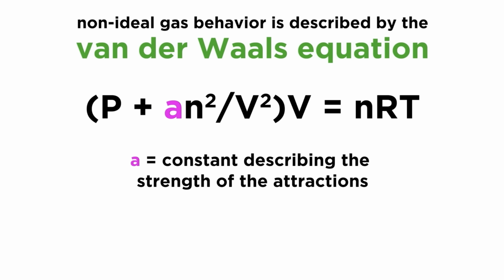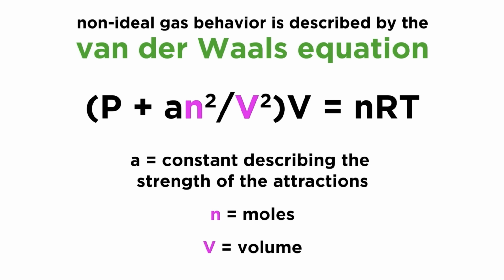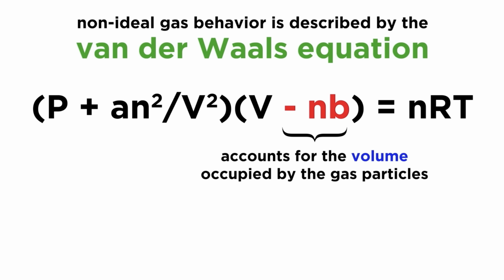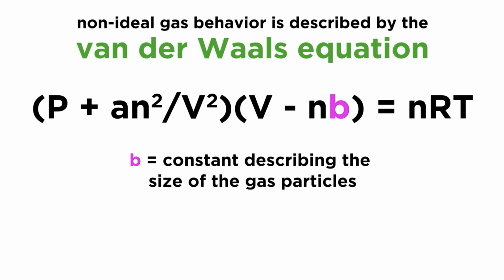a is a constant that corresponds to the strength of the attraction between gas particles, which depends on their identity, as larger and more polar molecules will exhibit stronger attractions than smaller and less polar ones. And of course, n and V are moles and volume. Then we will adjust the volume term with a correction factor associated with the volume occupied by the gas particles themselves. So instead of V, we get the quantity V minus nb. b is a constant that corresponds to the size of the gas particles, which will also depend on the identity of the gas. And again, n is moles.